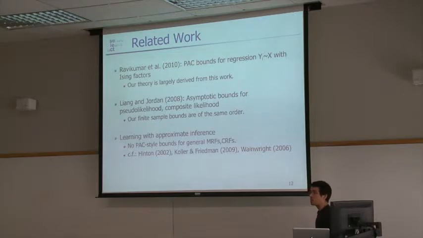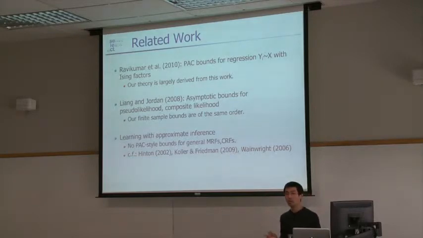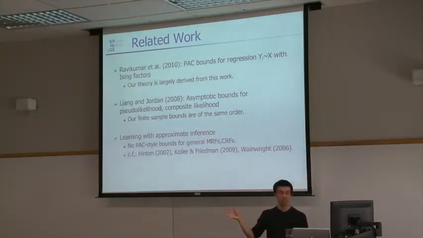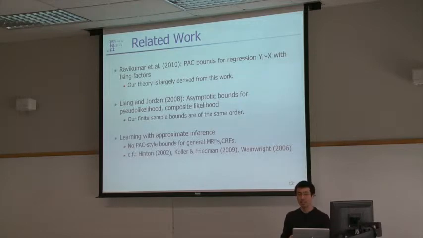So I'll mention there has been some related work. The most relevant ones are probably, first, this work by Ravikumar et al., who did PAC bounds for regression of a single variable y_i given some other variables x using Ising factors. And they were discussing this in terms more of structured learning. But our theory is largely derived from this work. Then Liang and Jordan did an asymptotic analysis of pseudolikelihood and composite likelihood.